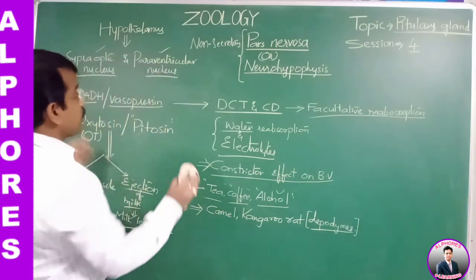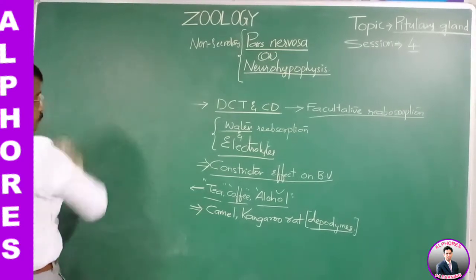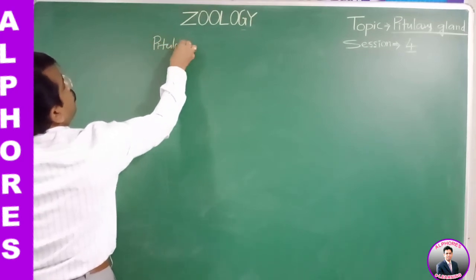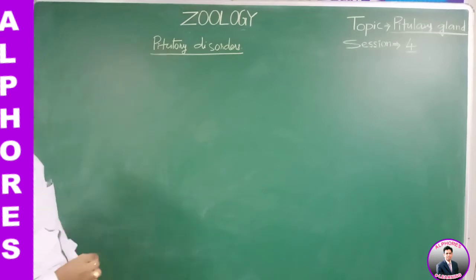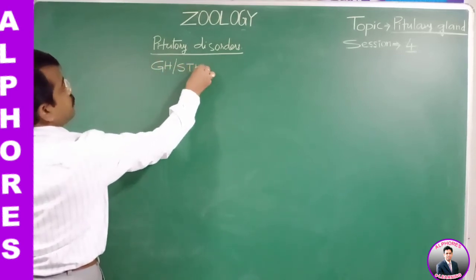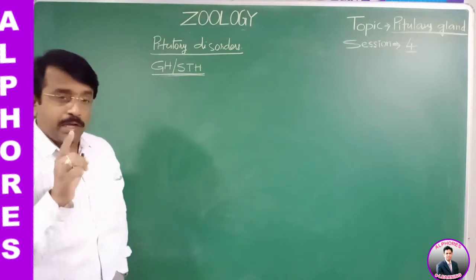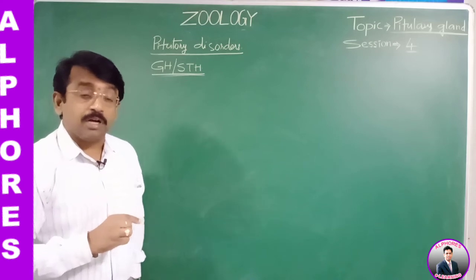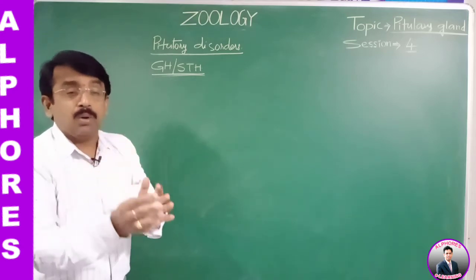Now let's move on to the disorders. The disorders of the pituitary gland. Three disorders. The growth hormone, we have discussed, is also named the somatotropic hormone, and this is the hormone which plays a vital role in protein anabolism, and is responsible for cell differentiation and the elongation of the epiphyseal plate, so that the bone and the muscles grow. That's how it is the growth hormone.